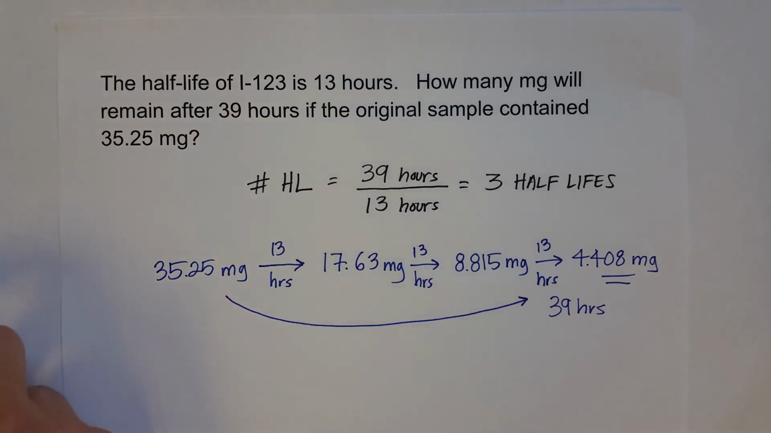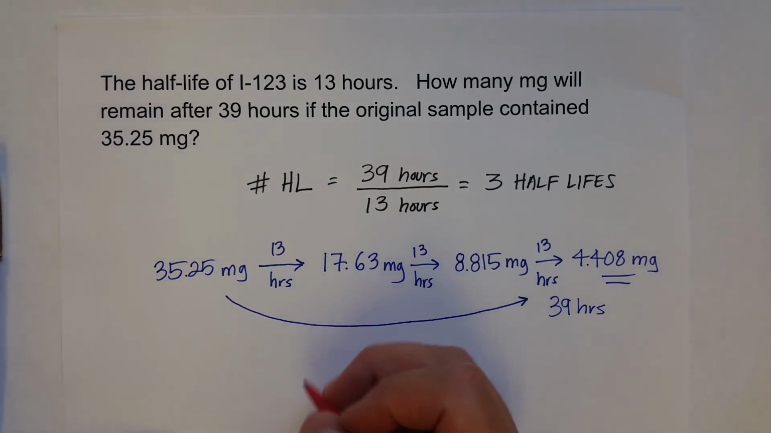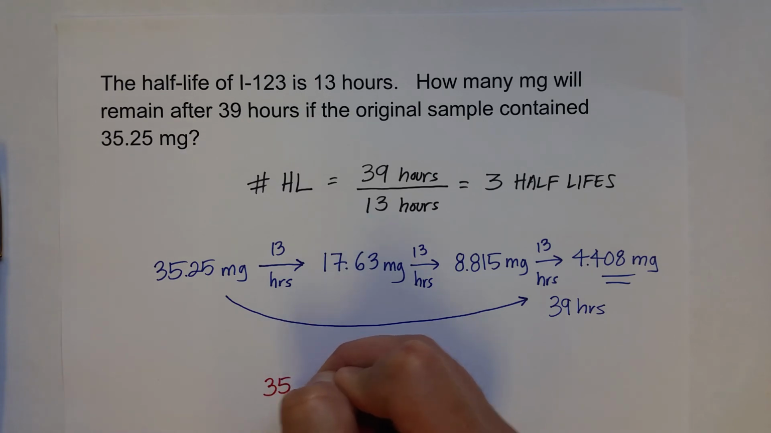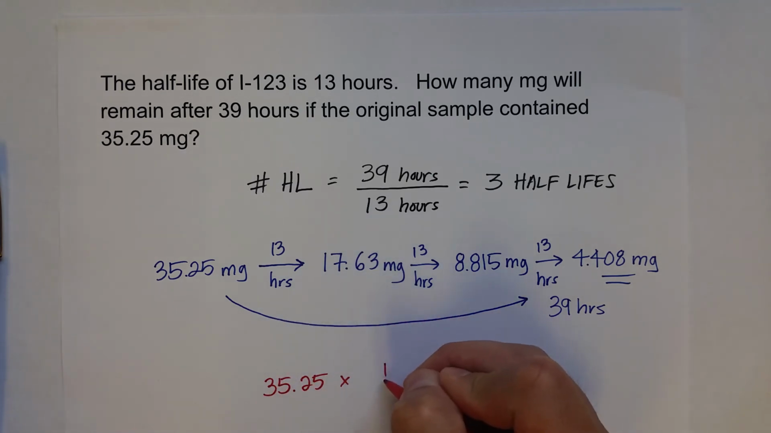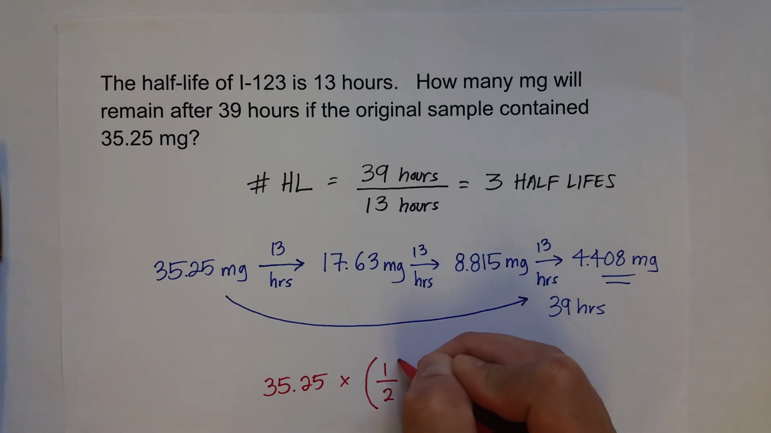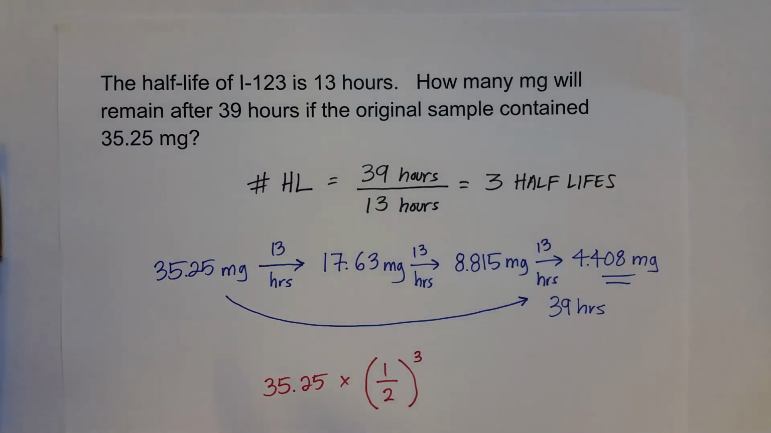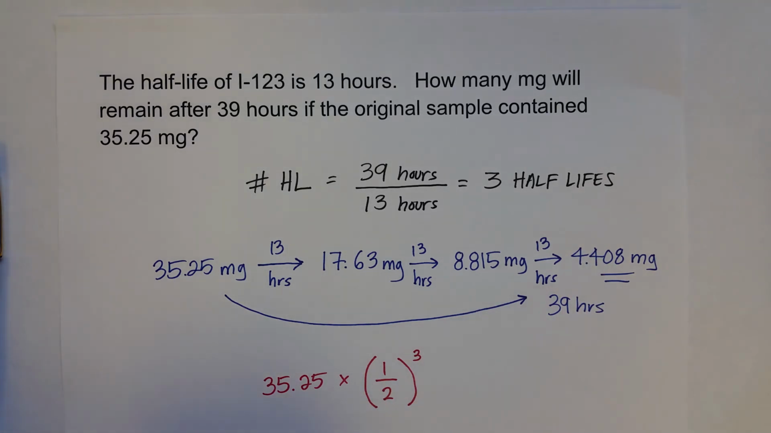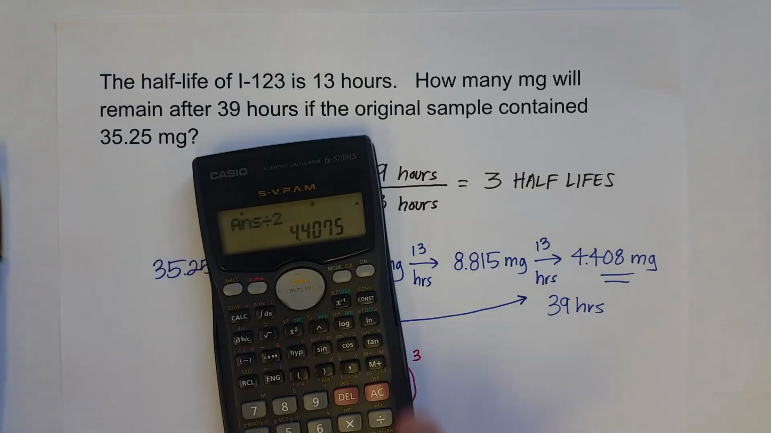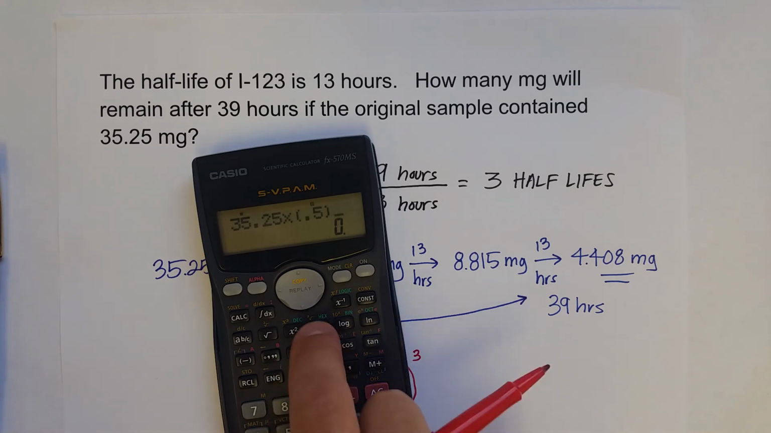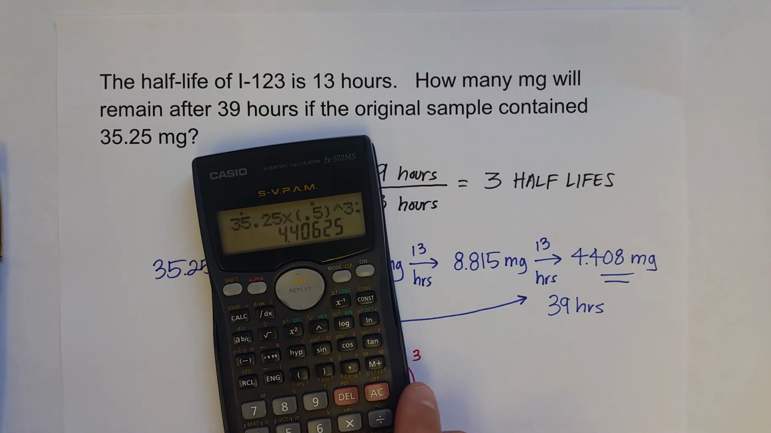Another way we can do this is that if you know the number of half-lives that have passed, we could calculate it by multiplying our original sample times 1/2 raised to the number of half-lives, which in this case would be 3. Because essentially what you're doing in each of these calculations is dividing by 2, or multiplying by 1/2. So if I multiply by 1/2 1, 2, 3 times, that is the same as multiplying by 1/2 raised to the 3rd. Okay? And so, in our calculator, we should get 35.25 times 0.5 raised to the 3rd, and we should get the same answer.